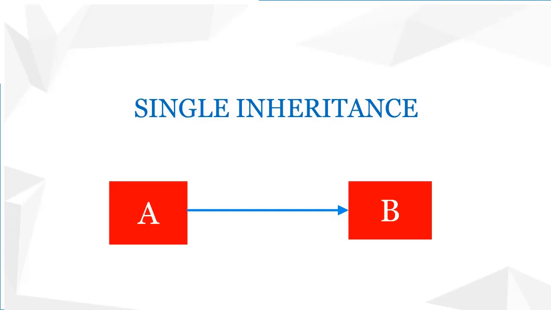Getting into single inheritance, it's a normal inheritance where we draw the properties of one class to another class. Drawing properties from one class to another class is called single inheritance.